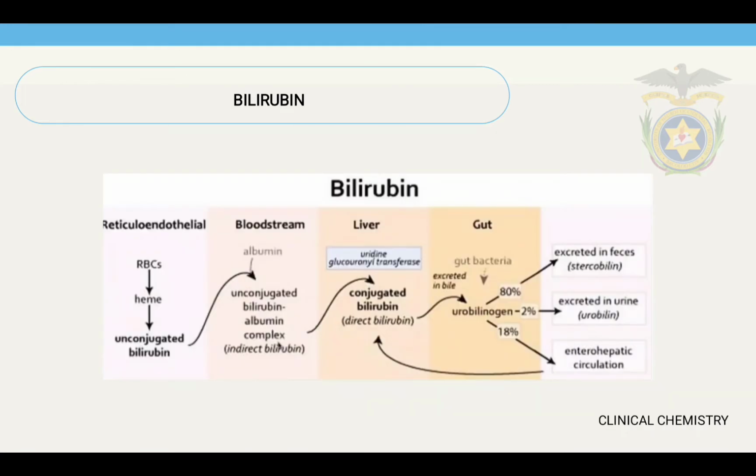So here is another diagram showing the metabolism of your bilirubin, starting with the RBCs, or rather the heme portion, forming unconjugated bilirubin, where it will then be carried by albumin towards the liver, where it will undergo conjugation, facilitated by your uridine glucuronyl transferase, and then it is excreted into the bile, converted into urobilinogen, and then it may be excreted in the feces in the form of stercobilin, in the urine as your urobilin, or it may re-enter into your enterohepatic circulation again.